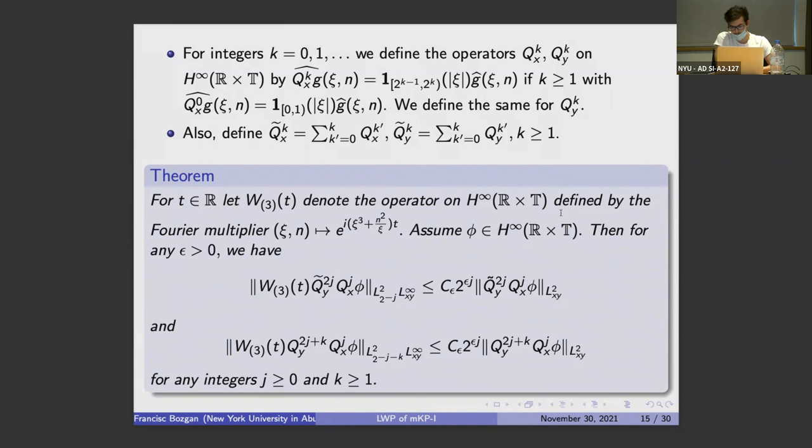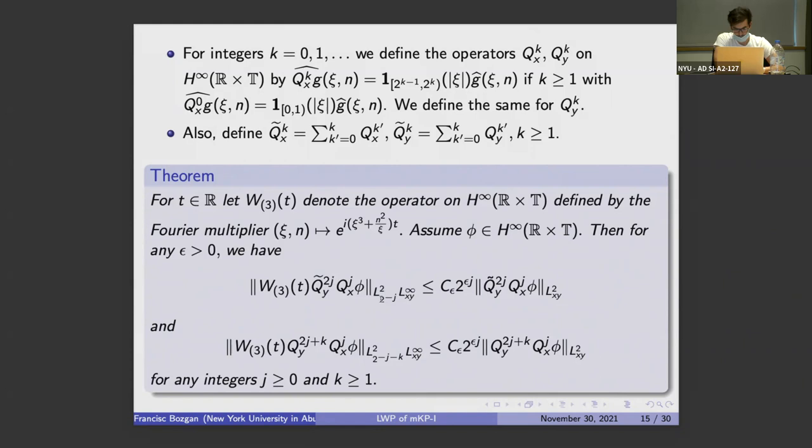If we take initial data in H infinity in R cross T, and for any epsilon, we get this type of Strichartz estimates. So let me tell you a little bit about these estimates. As you can see here, we localize in x, in y, so in the frequency for y, and also in time here.